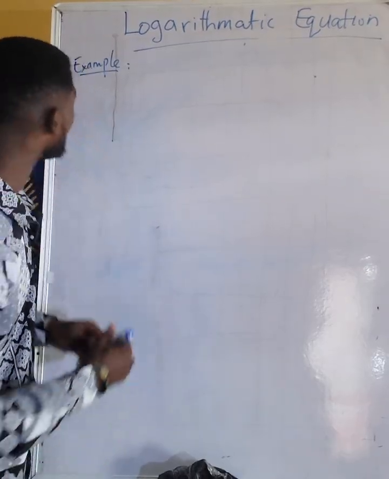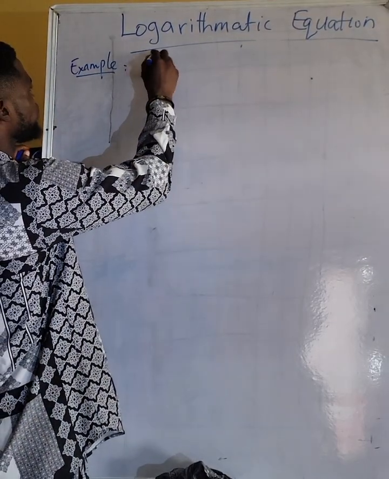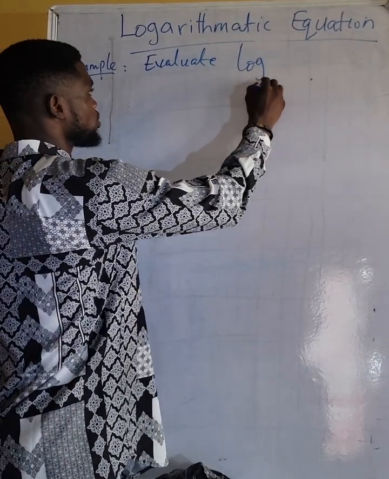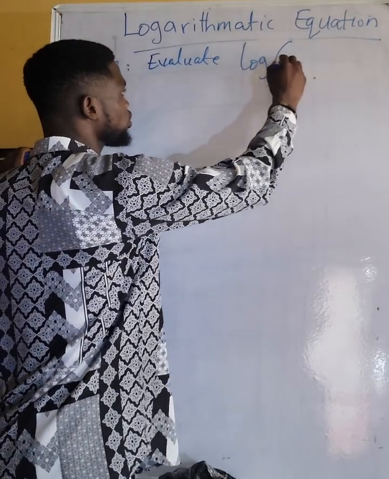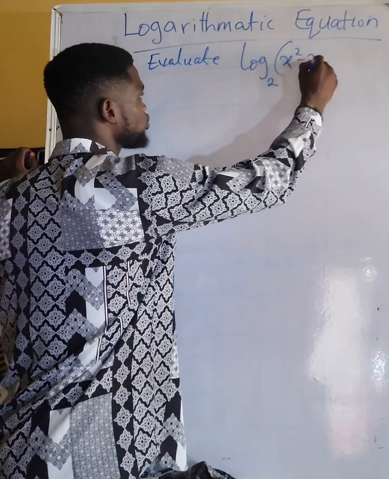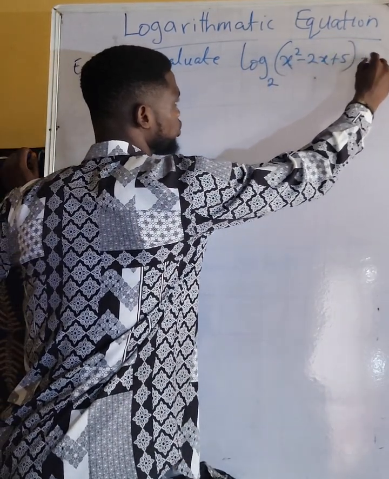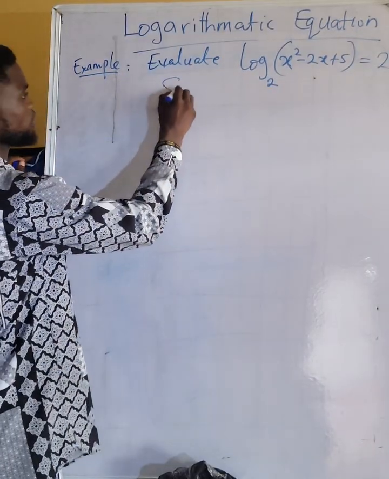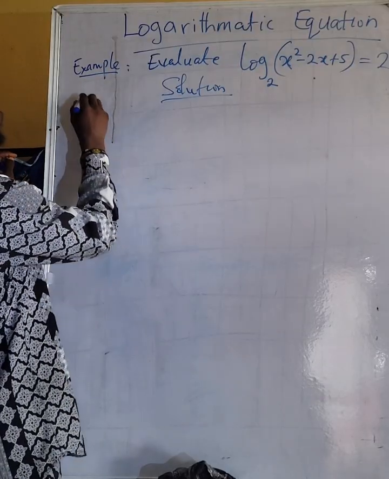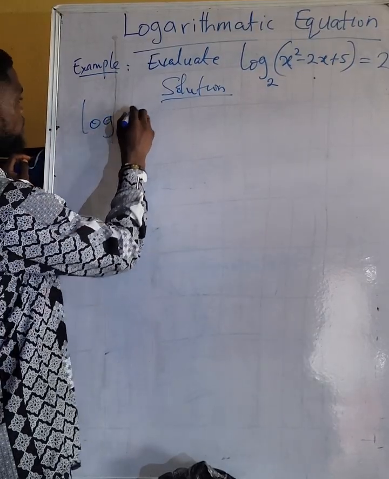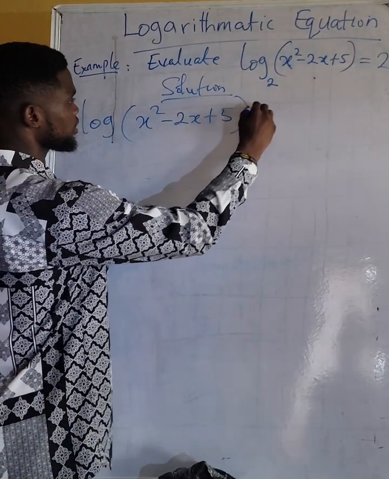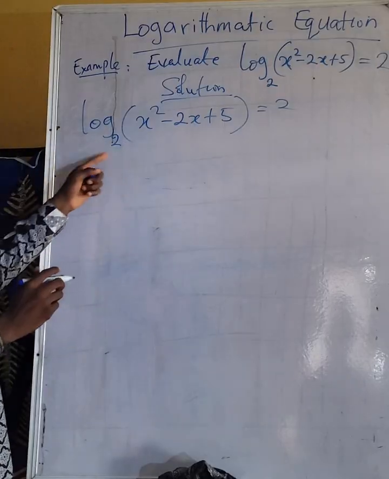Okay, so let's take another example. Evaluate log base 2 of x squared minus 2x plus 5 in bracket, equals 2. Solution. Let's evaluate this. We have log of x squared minus 2x plus 5 equals 2, in base 2.